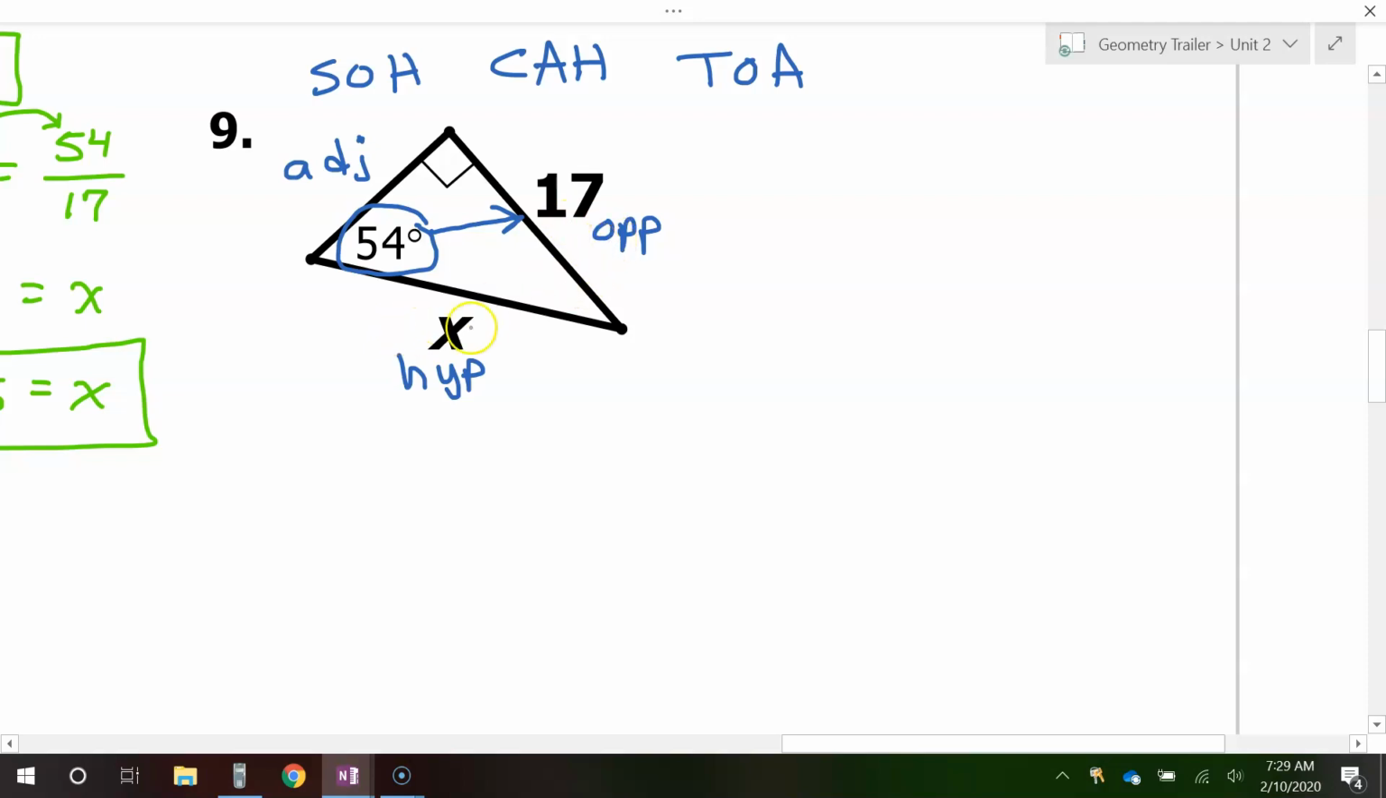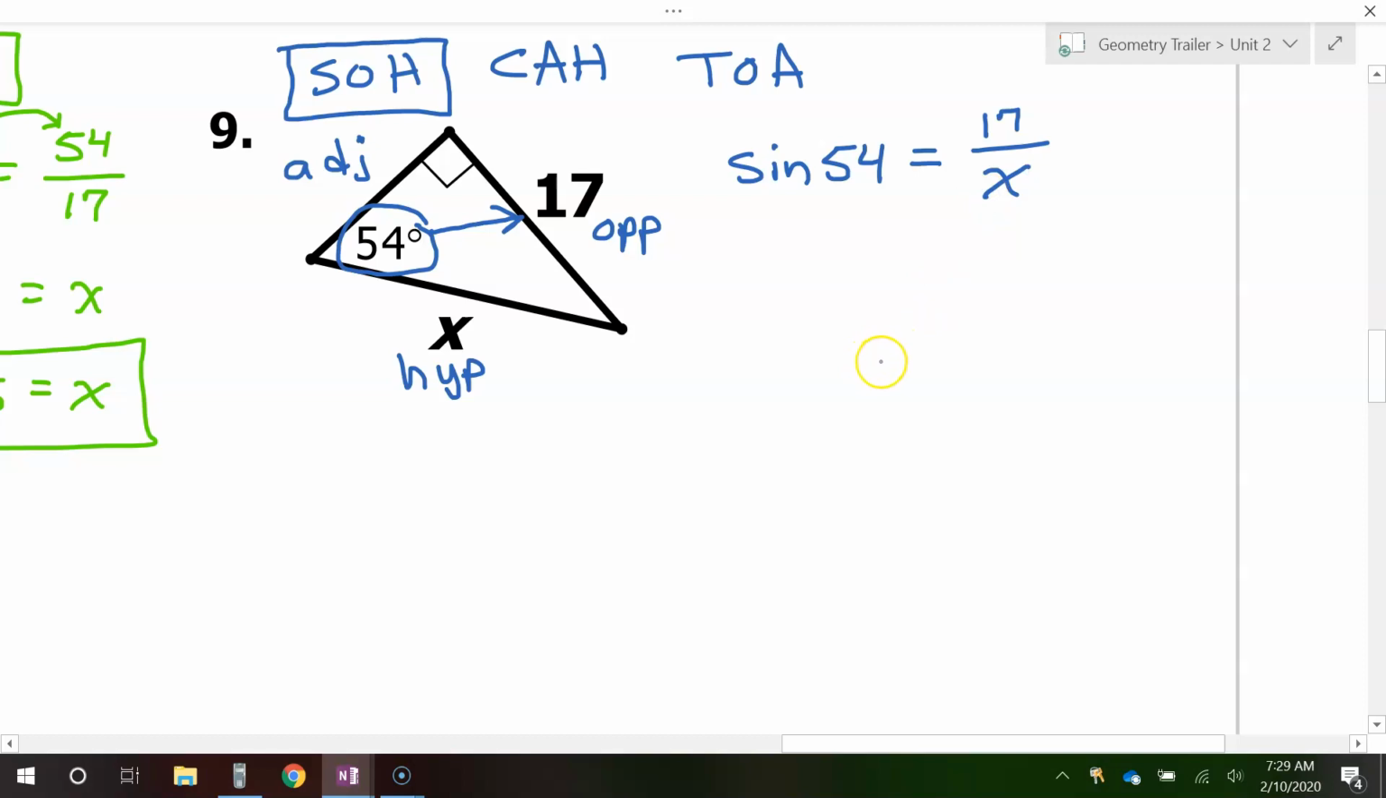Now, what are the two sides we are dealing with? 17 is opposite and x is hypotenuse. Which trig function involves opposite and hypotenuse? Well, that's the sine function. Sine is opposite over hypotenuse. So we will start by writing sine. Next comes the angle, which in this case is 54. So sine 54 is equal to opposite over hypotenuse. So that's going to be 17 over x.